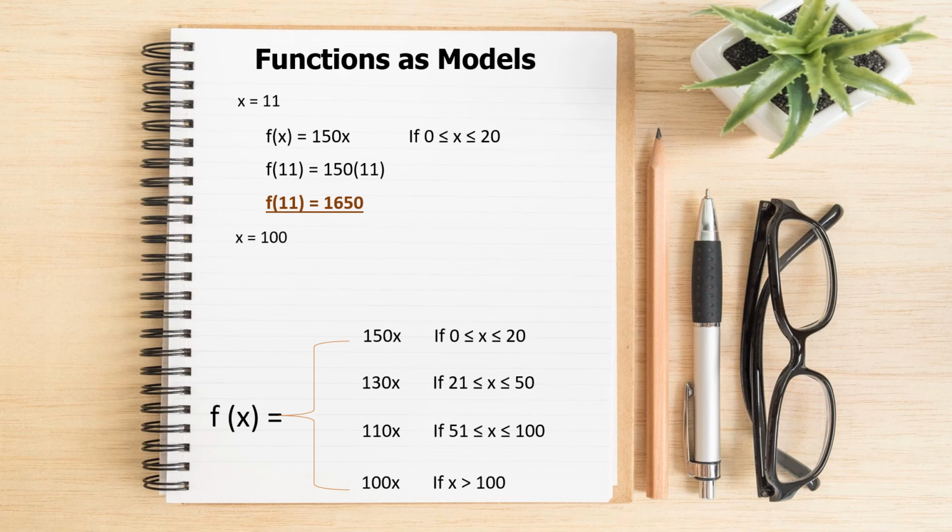When the number of your attendees is 100, we will actually use the third formula because it is within the interval of 51 to 100, and 100 is included. Simplifying those, 110 times 100 is simply 11,000. So you will pay an amount of 11,000 for the catering service.